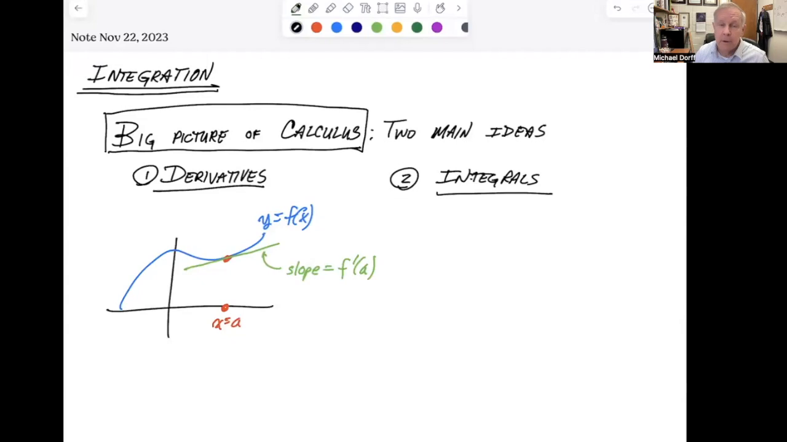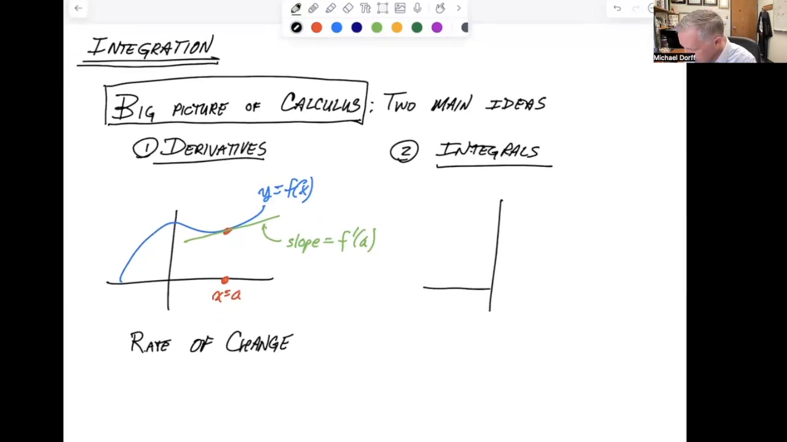And so we can think of the derivative as the slope of the tangent line. More importantly, when we get into applications, we really think of the derivative as the rate of change. And that allows us to apply calculus and derivatives to lots of examples in science, technology, engineering, and mathematics. Now we're going to begin talking about integrals, the second main idea of calculus.